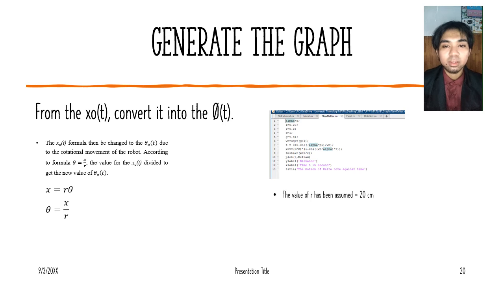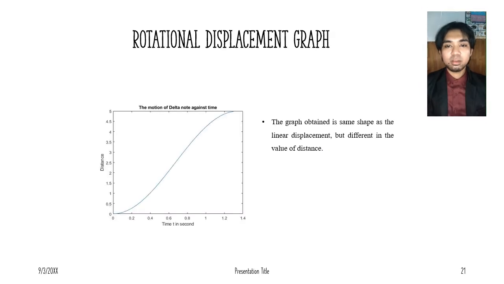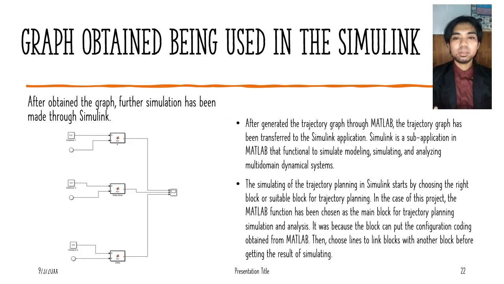In this picture, you can see the coding for the graph. The graph obtained for rotational movement is the same as the linear, but with an increase in the value of distance. After obtaining the graph, further simulation has been made through Simulink.